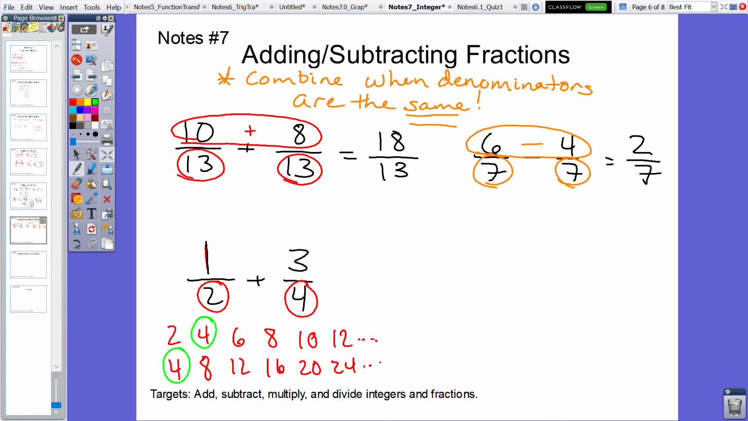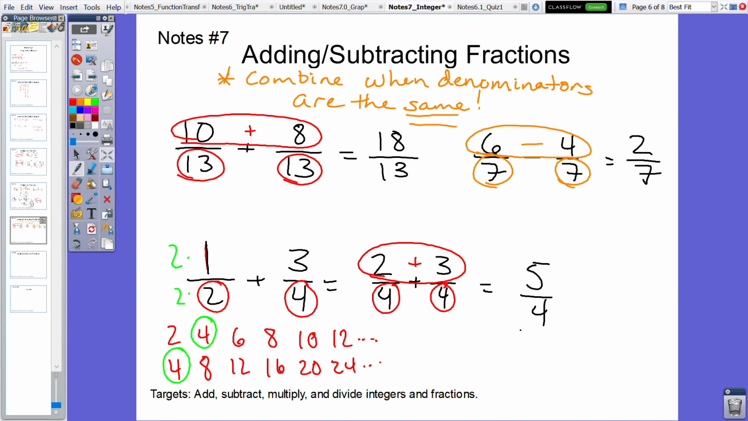That means that I have to multiply my 2 here to get it to look like 4. I have to multiply by 2 in both numerator and denominator. When I do that, I'm going to be left with 2 over 4 plus 3 over 4. So now they have the same denominator. I can go ahead and combine my numerators because I have 4 here, 4 here. I can add these two together. So 2 plus 3 is 5, and then the 4's stay the same. So 1/2 plus 3/4 is 5/4.